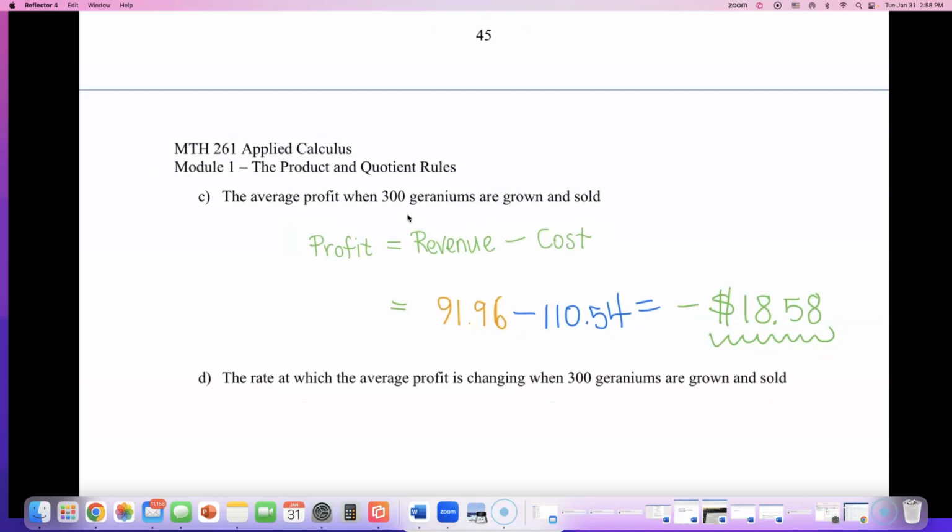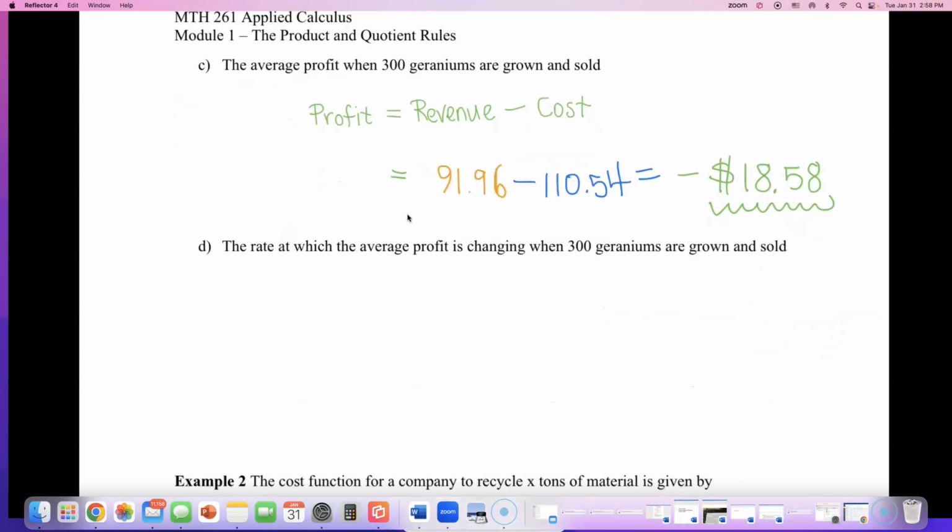All right, but now let's look at the last one. This is gonna be a challenging one. They want you to find the rate at which the average profit is changing. So what they want you to find over here is the average profit and then take the derivative of that, because that's what the rate of change is. And after that, we're going to plug in 300. That's a little tricky one.